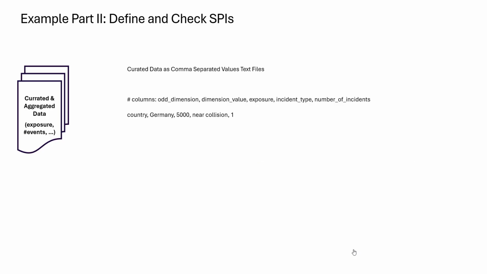For example, on the first line of this file with curated data, we have the data about the number of incidents in Germany when the system had 5,000 hours of exposure. Concretely, on the first column, we have the ODD dimension country. On the second column, we have the value of the country dimension to be Germany. In the third column, we have the information that the system had 5,000 hours of exposure. In the fourth column, the type of incident is near collision. And in the fifth column, the number of incidents is 1.